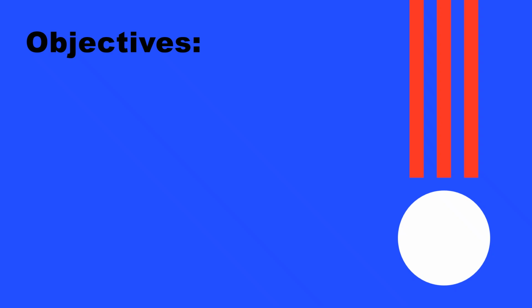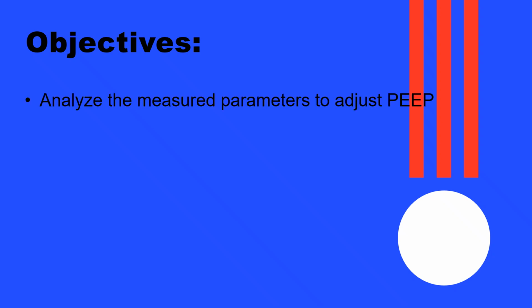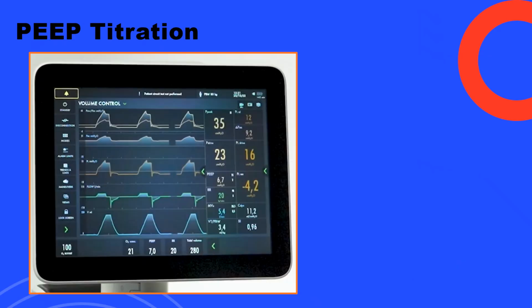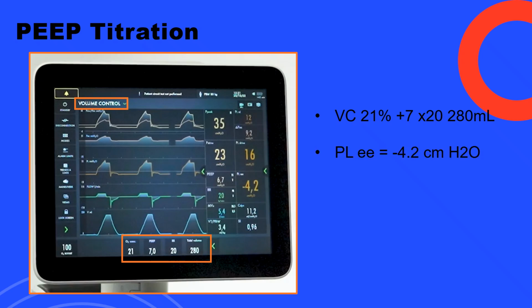Now, this part of the video will show us how to analyze the measured parameters to adjust PEEP, and it will describe the importance of esophageal monitoring. PEEP titration. For this example, the patient is on volume control with 21% FiO2, PEEP of 7, rate of 20, and 280 mL of tidal volume.